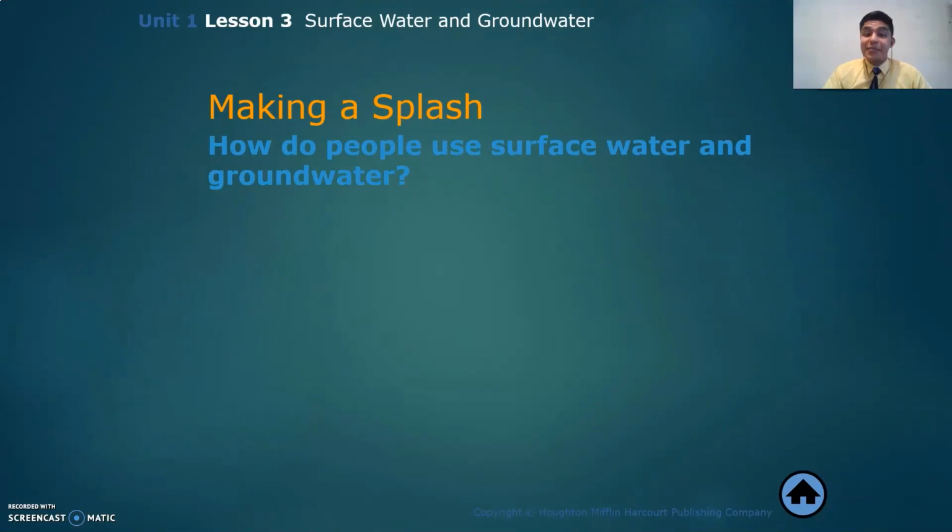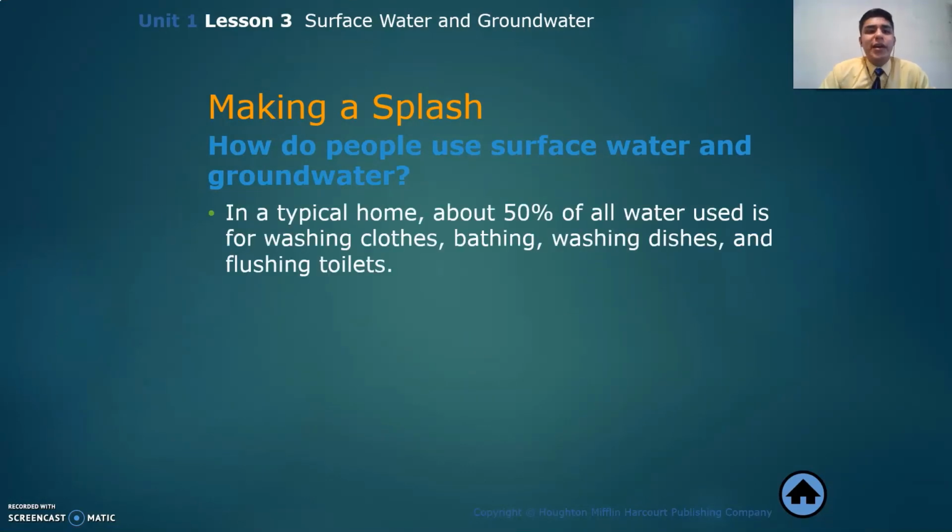Let's continue. Making a splash. How do people use surface water and groundwater? In a typical home, about 50% of all water used is for washing clothes, bathing, washing dishes, and flushing toilets. Think about it. How are you using water in your house right now?